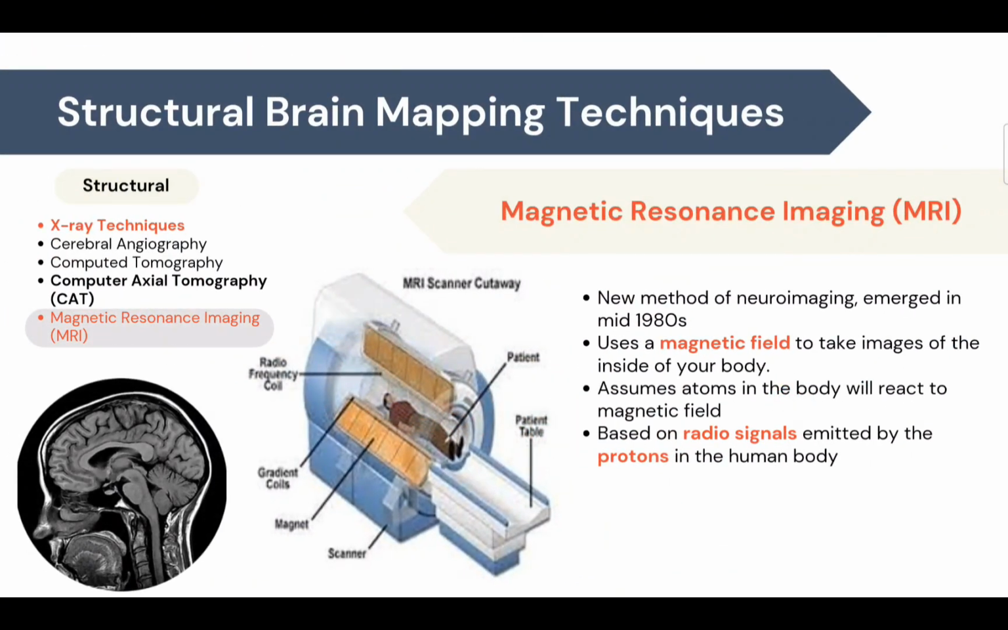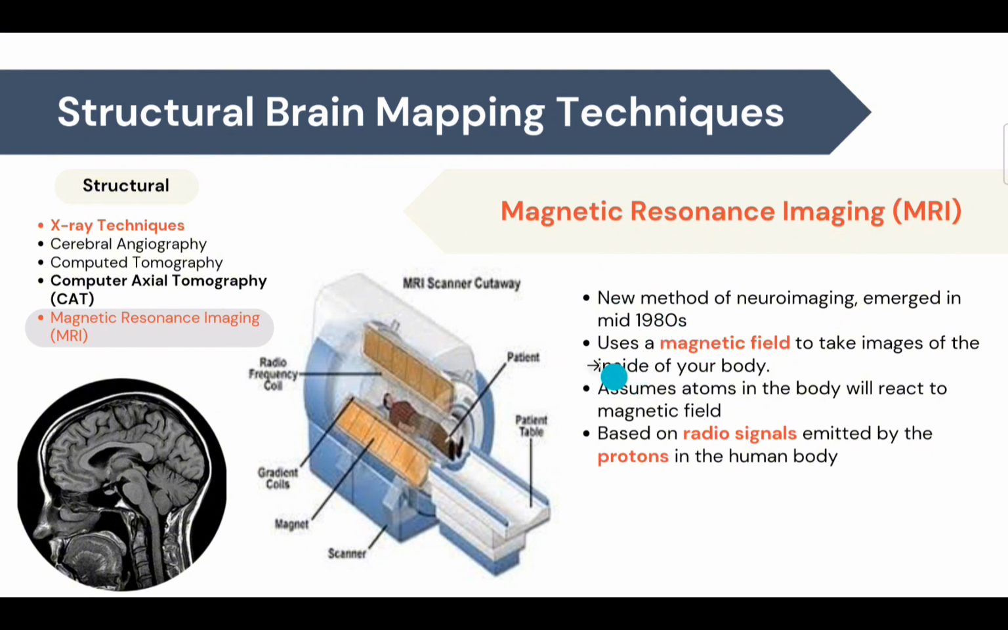And last but not least, for structural brain mapping techniques, we have magnetic resonance imaging, the MRI. I think most of us are familiar with this word MRI, but maybe we have no deeper knowledge about what MRI really is. MRI is magnetic resonance imaging, a new method developed in the 1980s. Okay, remember just now the CAT scan? The CAT scan was in the 1970s, and a decade later we have MRI.